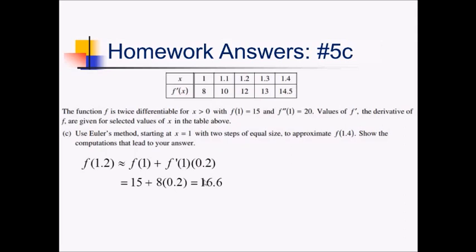And now we're going to move on and use this value to actually approximate f of 1.4. So that value is going to be f of 1.2, or at least our approximation of it that we just got, plus f prime of 1.2 times our step size of 0.2. F of 1.2, again, that's approximately 16.6. F prime of 1.2, that's something we can look up in the table here. That's actually 12, and we still have that step size of 0.2. So this is going to be, let's see here, 2.4 if we multiply this out. So this is going to be 19 if we add all that together. So there's our approximation using Euler's method.